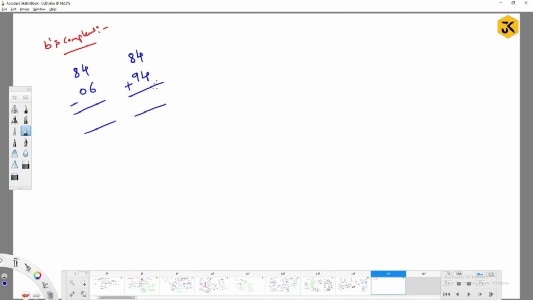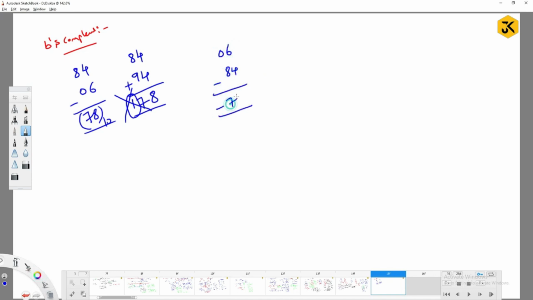You are going to get 178. What is the result of the actual data? In base 10, it is 78, right? So we got the data other than the carry, and we can simply discard the carry. There is no need of it. Similarly, try to work out 06 minus 84.